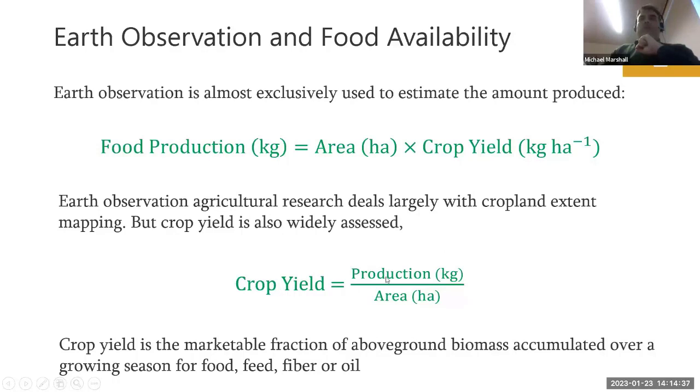And so you can see here crop yield, the units are kilograms per hectare, production divided by area. And so here's a formal definition. Crop yield is the marketable fraction of above ground biomass accumulated over a growing season for food, feed, fiber, or oil. So another way of looking at it is you have biomass accumulation, the amount of green stuff that crops accumulate over the growing season. Only a fraction of that is used for yield. That's the reproductive efficiency, so the grains that are produced from that biomass.